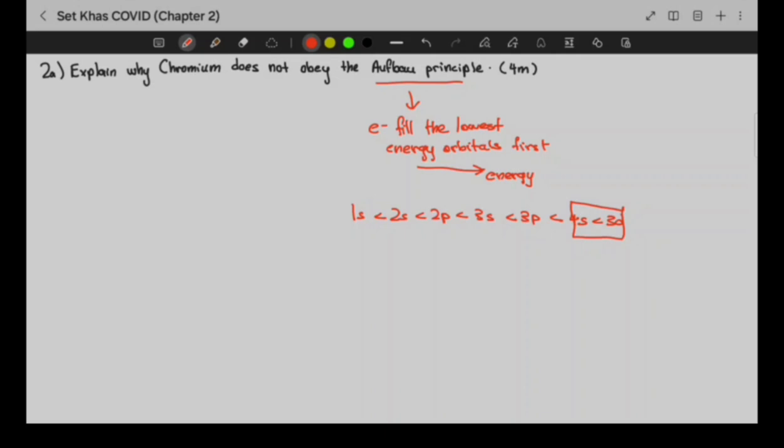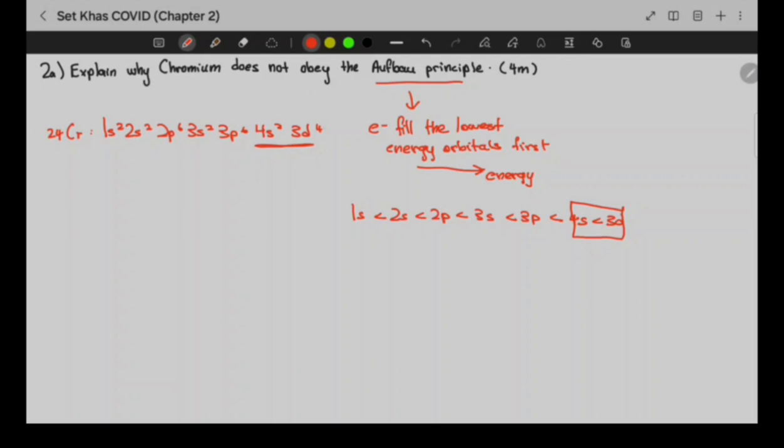That means it has something to do with the electrons not filling the energy orbitals according to ascending energy. The proton number of chromium is 24. So let's write the electronic configuration first. The electronic configuration is 1s2, 2s2, 2p6, 3s2, 3p6, 4s2, and 3d4. But for chromium, this is not the electronic configuration.